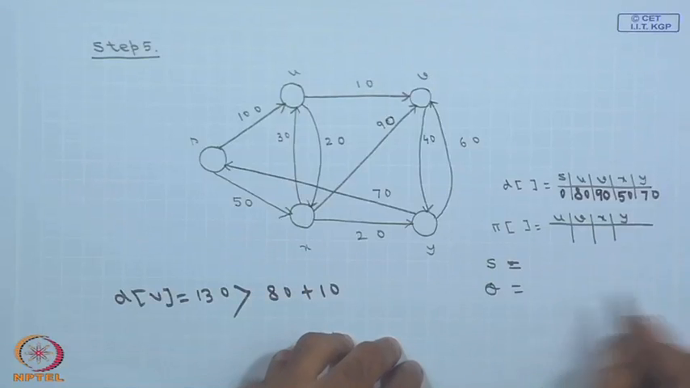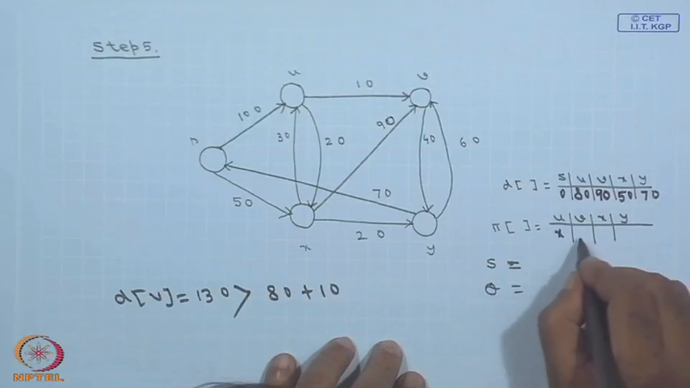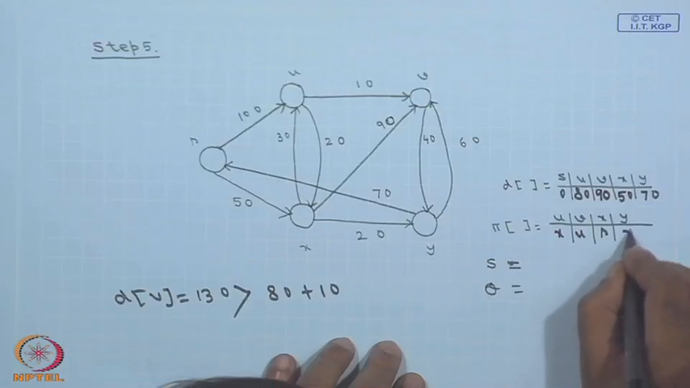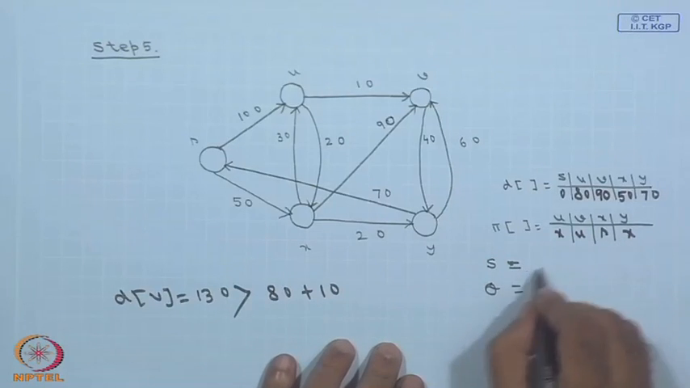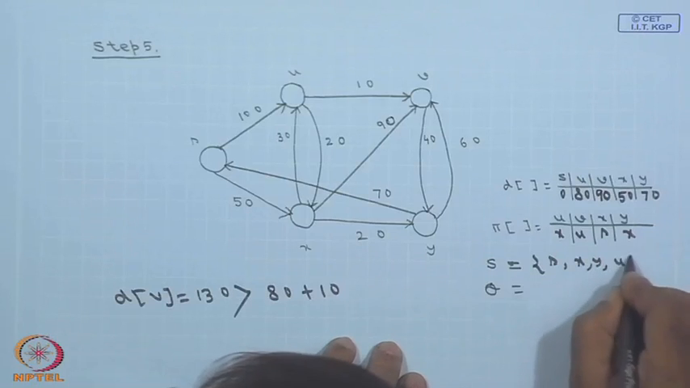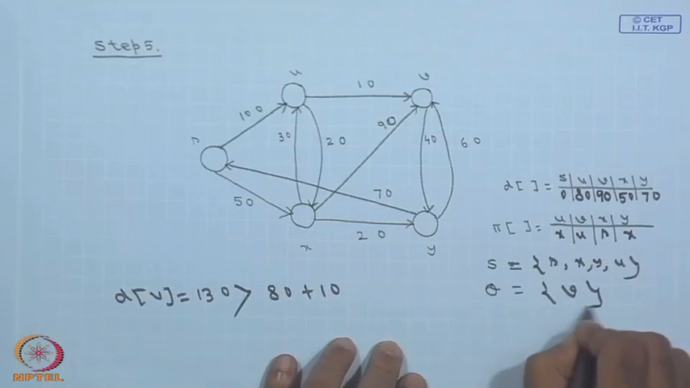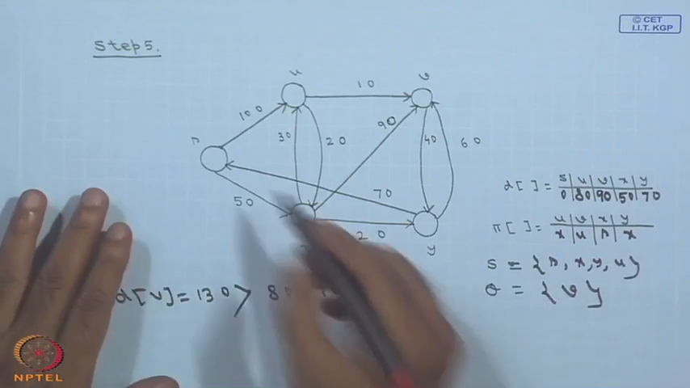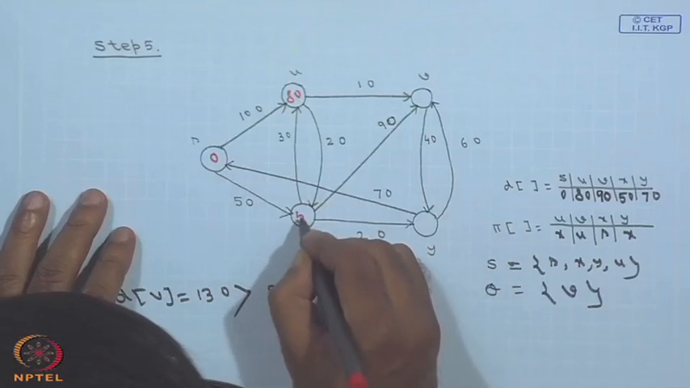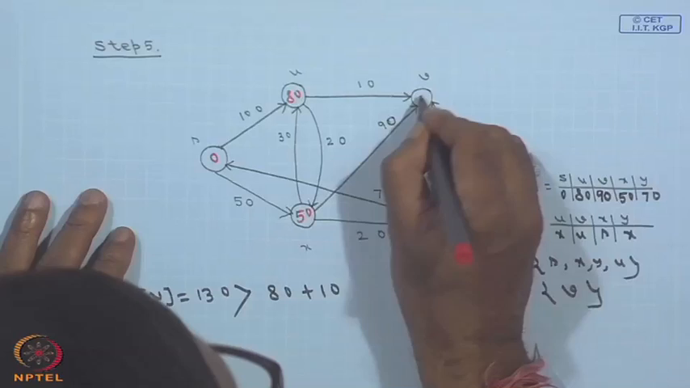Whereas for u it is x, for v it is now u, for x it is x, for y it is x. So, if you see, your S will now become S, x, y and u, your Q is v. What is the value over here then? It is 0, it is 80, this is 50, this is 70, this is 90.